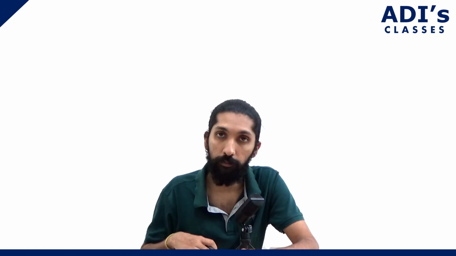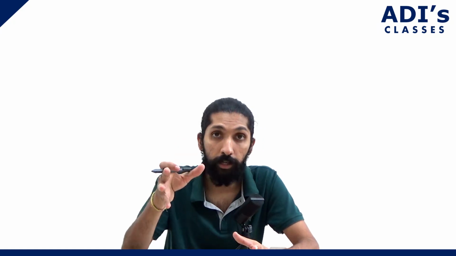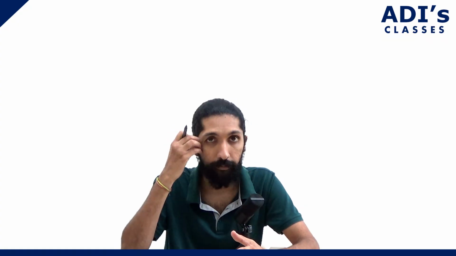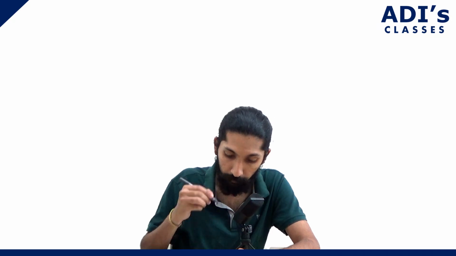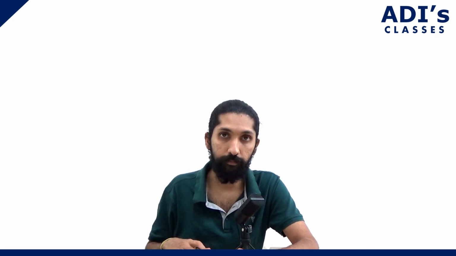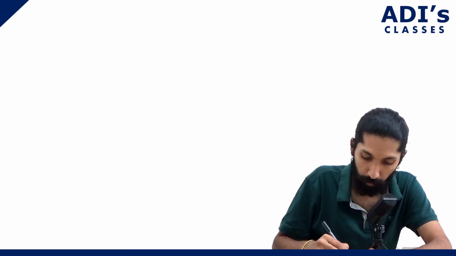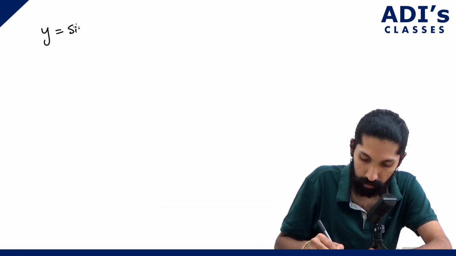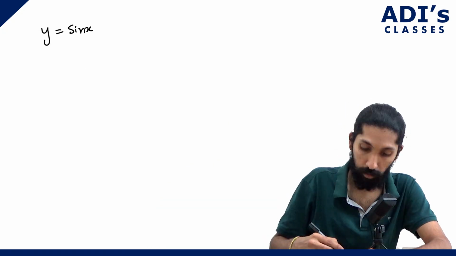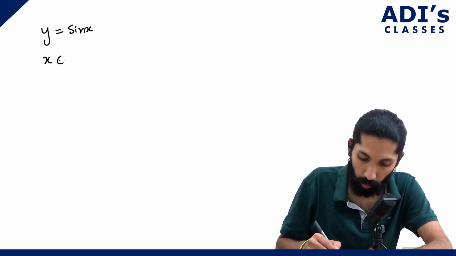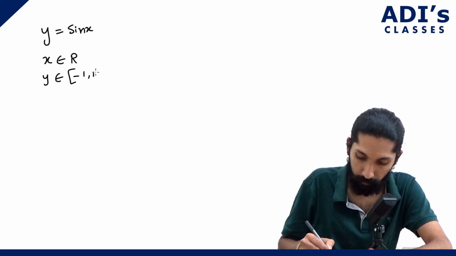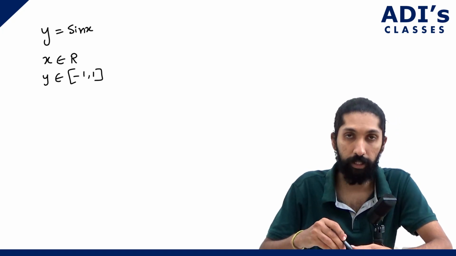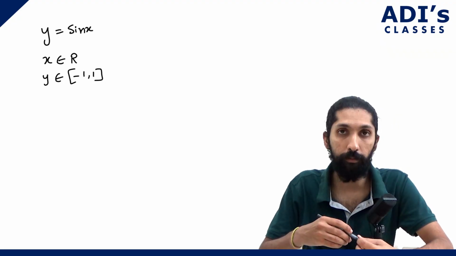First and foremost, you need to understand the basic definition of an inverse function. How did we define it? It has to be both one-to-one and onto, correct? It has to be a bijective function. If you take the example of the sine curve, y is equal to sine x, you know that x belongs to R, whereas y belongs to minus 1 to 1. This much we know, and we also did this in the previous video.